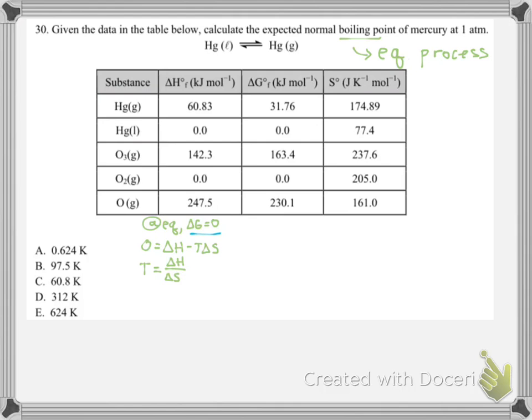In the table, they give us the heats of formation and the entropies for the individual species. So to figure out the overall change in entropy or enthalpy, we'll do delta whatever. Or we can do delta H. It's going to be equal to the heat of formation for the products minus heat of formation for the reactants.